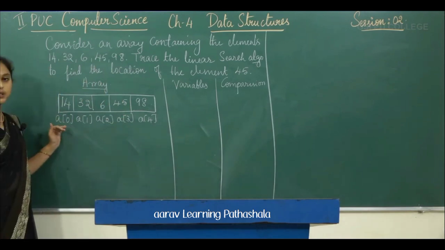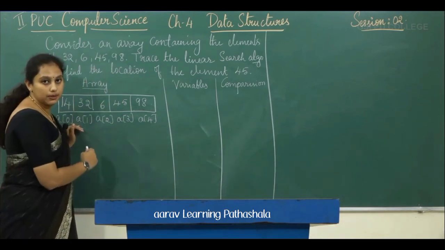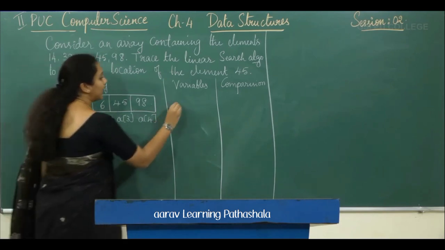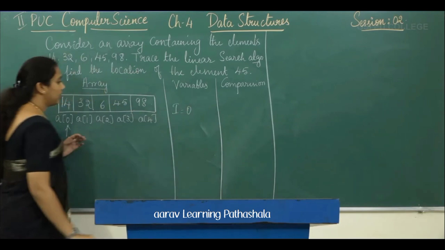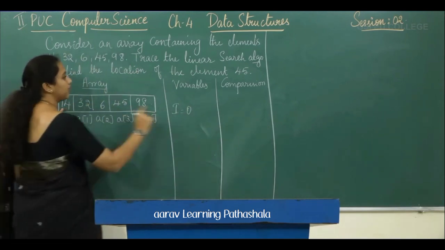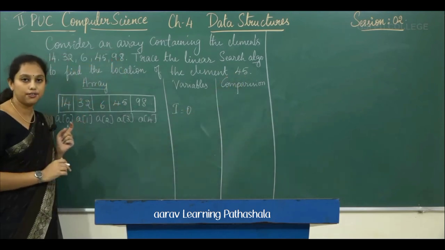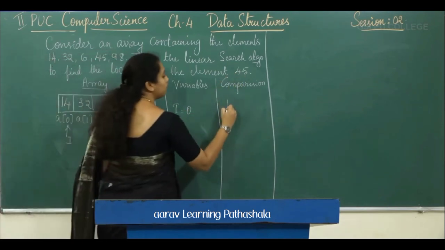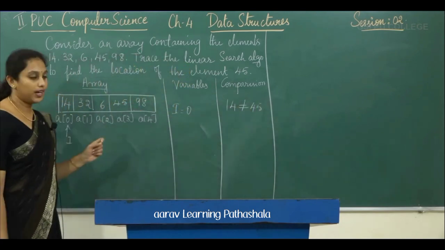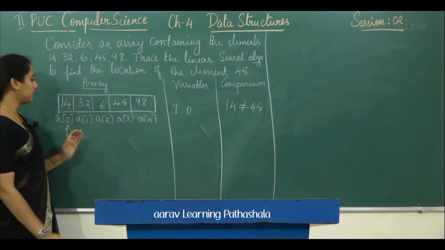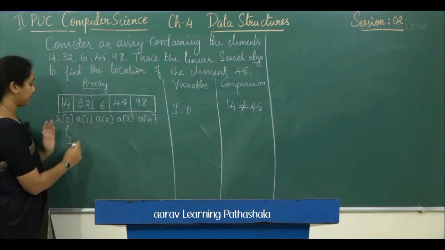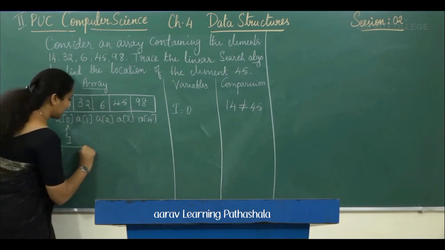The comparison always starts from the first element of the array. The value of I is 0. Here we are comparing 14 with the search element 45. 14 is not equal to 45, so I gets incremented. We are going to search with the next element of the array.